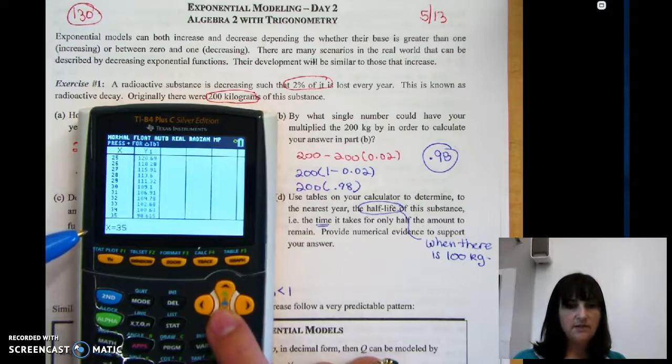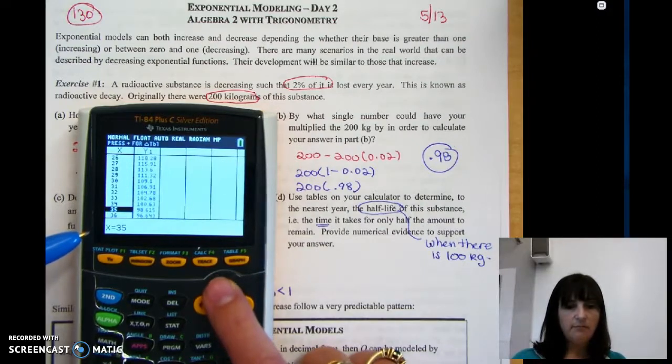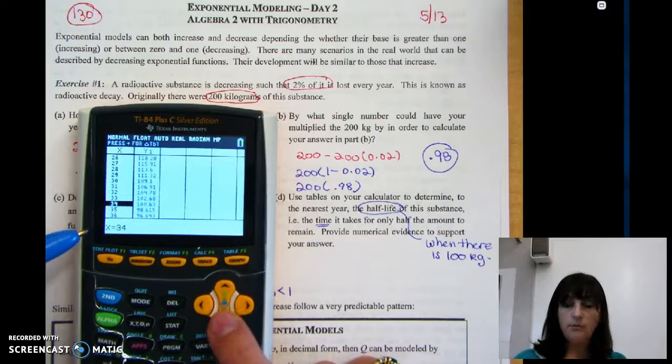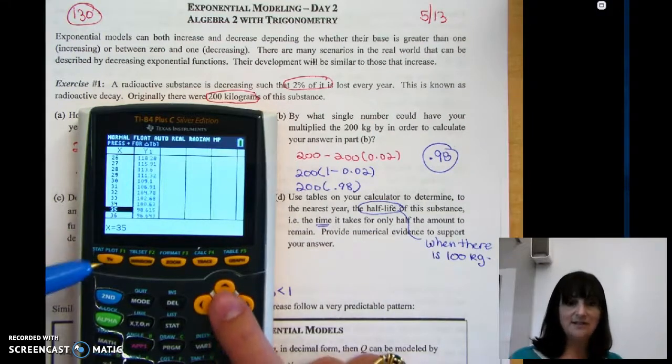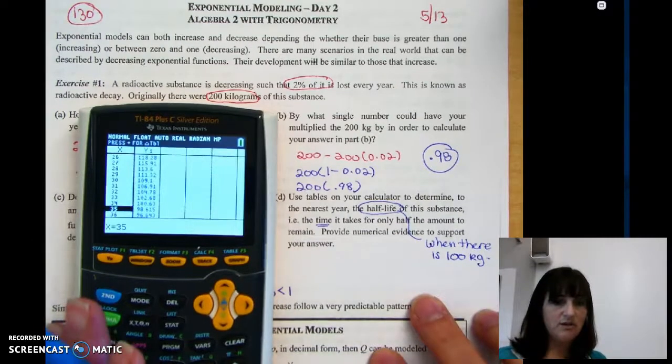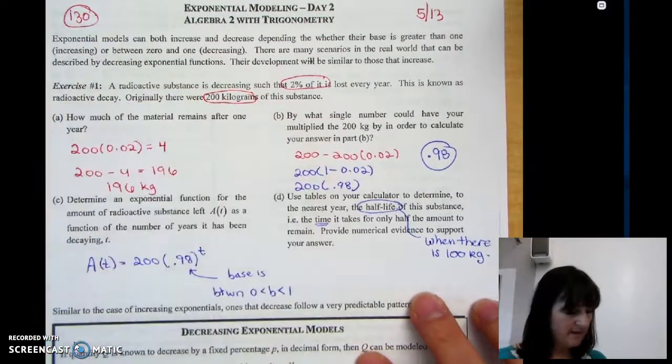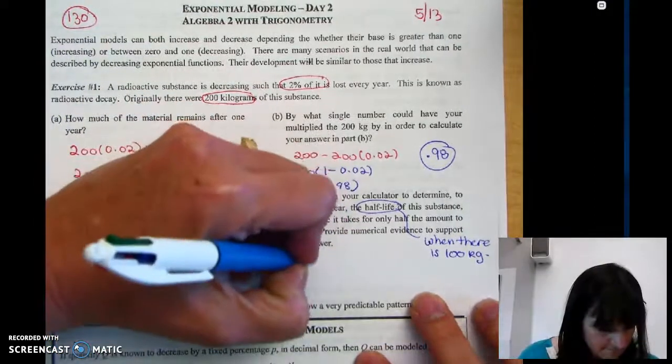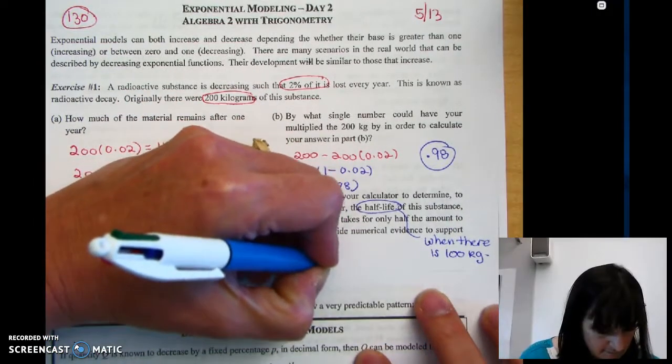Okay, so we're getting close. So there we go. In year 34, we have slightly more than 100 kilograms. In year 35, we have slightly less than 100 kilograms. So the half-life is going to be between the 34th and the 35th year.